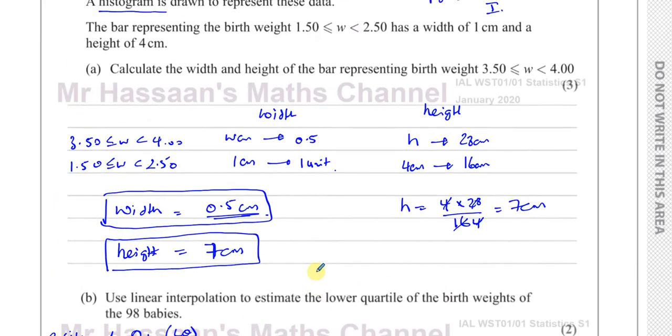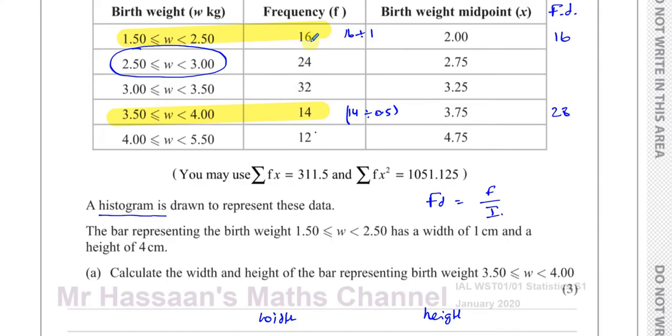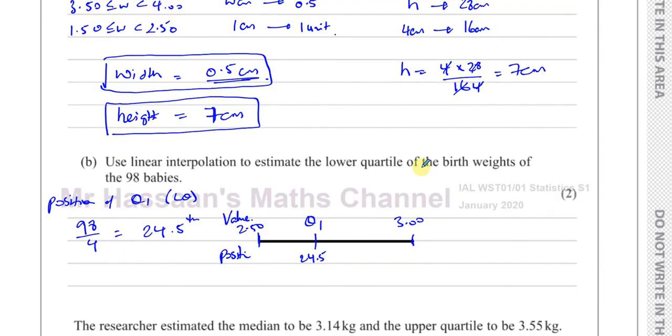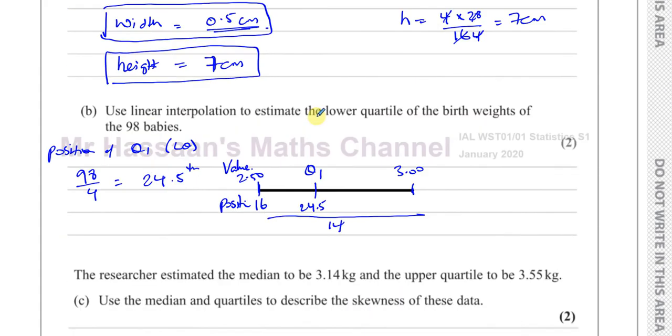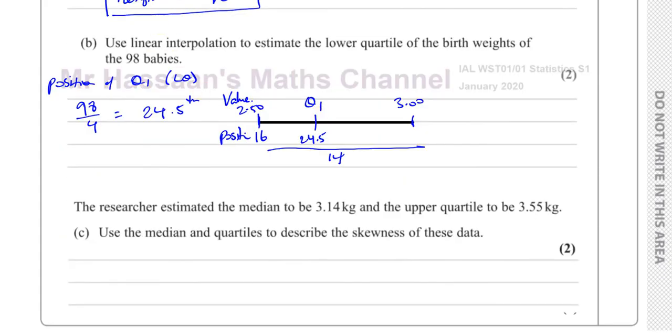At the beginning of that group, you're on the 16th position. Then you've got 24 entries in this group. So you've got 16 plus 24, which is 40. By the end of the group, you're on the 40th position. So what we can do is use some proportion here to find what Q1 is.